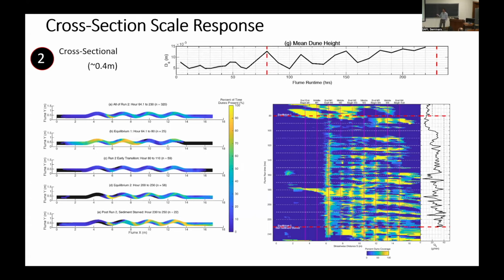So we had this temporal response. This is the mean dune height, where there were quite a few dunes, pretty big ones, and then for about 20 hours, it drops down to something around the size of individual grains here.